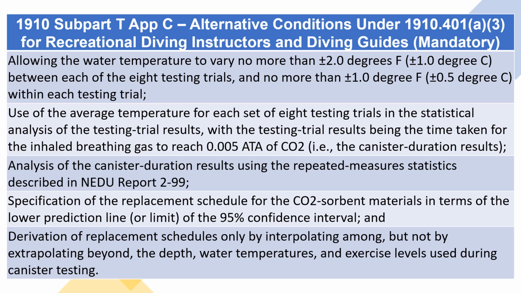Use of the average temperature for each set of 8 testing trials in the statistical analysis of the testing trial results, with the testing trial results being the time taken for the inhaled breathing gas to reach 0.005 ATA of CO2, i.e., the canister duration results. Analysis of the canister duration results using the repeated measure statistics described in NEDU Report 2-99. Specification of the replacement schedule for the CO2 sorbent materials in terms of the lower prediction line, or limit, of the 95% confidence interval, and derivation of replacement schedules only by interpolating among, but not by extrapolating beyond, the depth, water temperatures, and exercise levels used during canister testing.